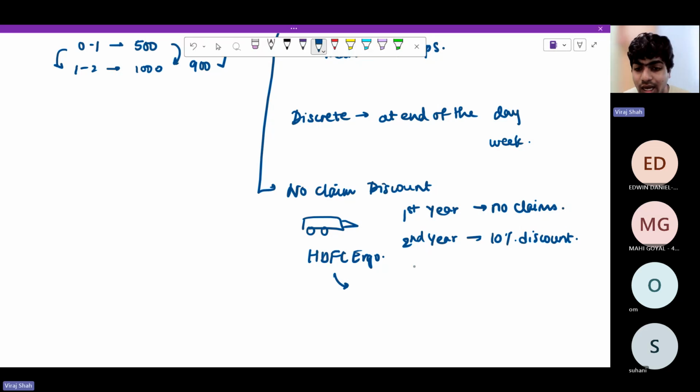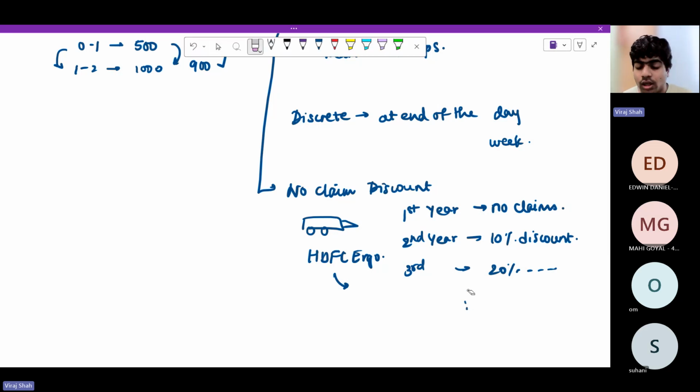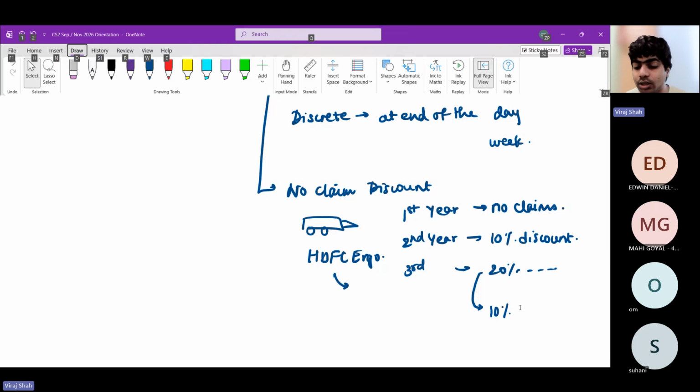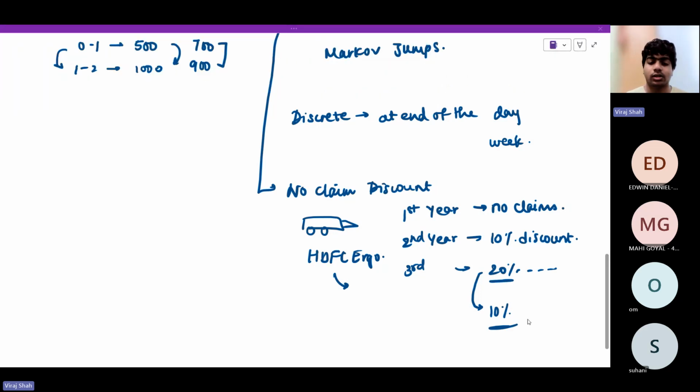Similarly, if I don't bang my car in the third year, it will give me a 20% discount and so forth. Correct? But suppose in the third year, I banged my car and I claimed insurance. So it will tell me that now you will have to pay the full premium next year, or you will have to pay 90% of the premium. You will not get a 20% discount, you will only get a 10% discount.